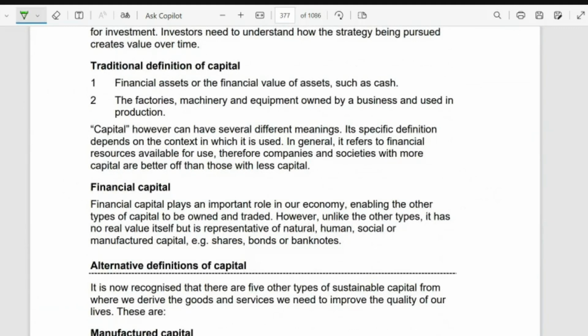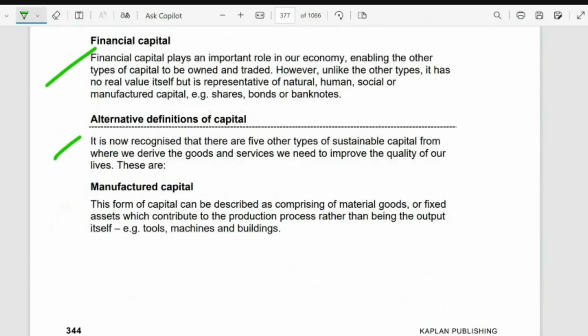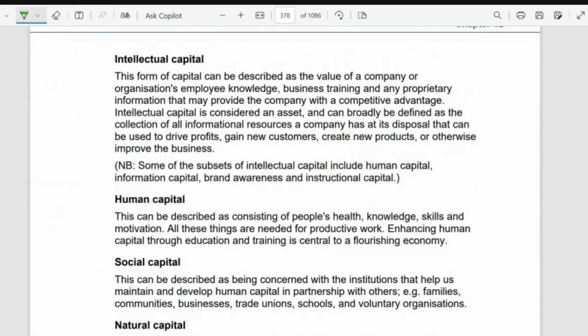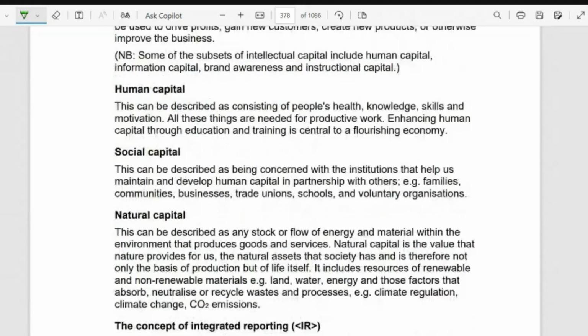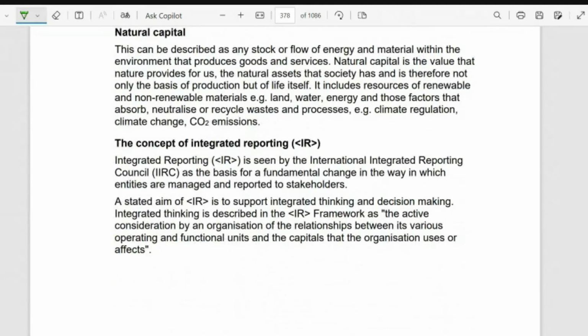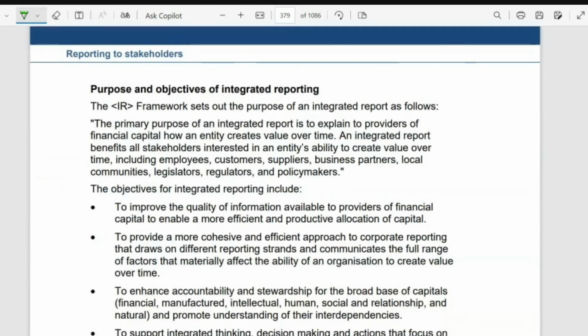This is the traditional definition of capital, financial capital. Alternative definitions of capital: manufactured capital, human capital, social capital. The concept of integrated reporting, IR. So how it is seen by the International Integrated Reporting Council. It is tested: the purpose and objective of integrated reporting.